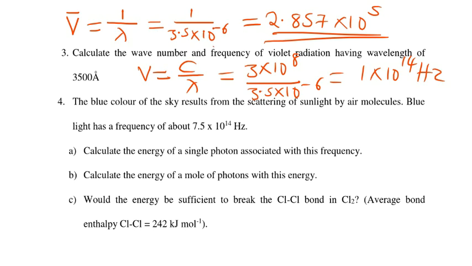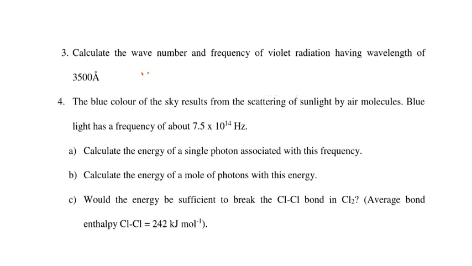Let's answer now question 4. The blue color of the sky results from the scattering of sunlight by air molecules. Blue light has a frequency of 7.5 times 10 to the power 14 hertz. Calculate the energy of a single photon associated with this frequency. So we've been given the frequency.